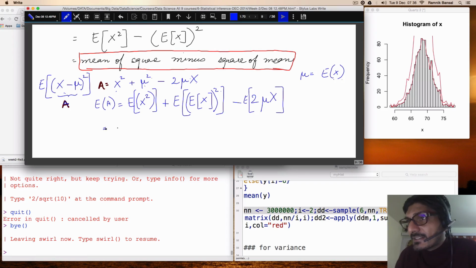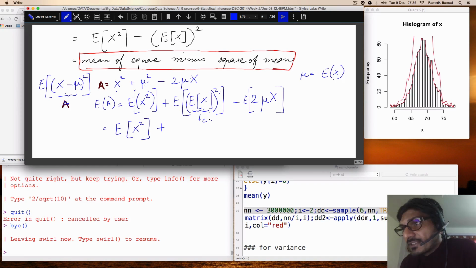So I can write this as expected value of x square plus, since once I have an expected value here, this will become a constant. Let's say in this case it is mu, it has become a constant c. And then you take a square of that, that's another constant. Expected value of a constant is the constant itself. So what will I get? I can say expected value of x the whole square.